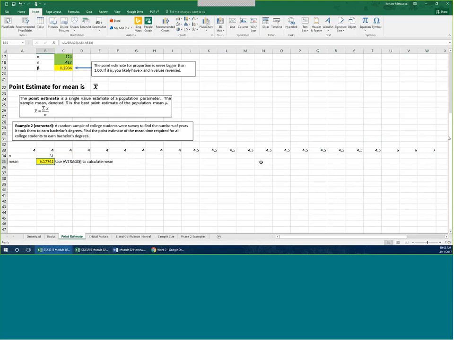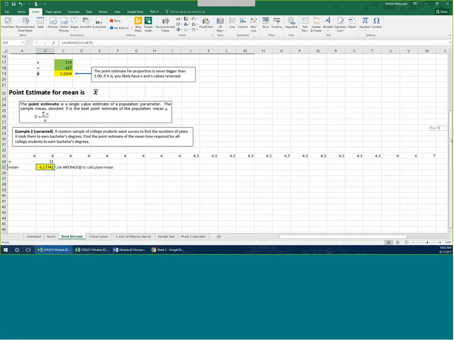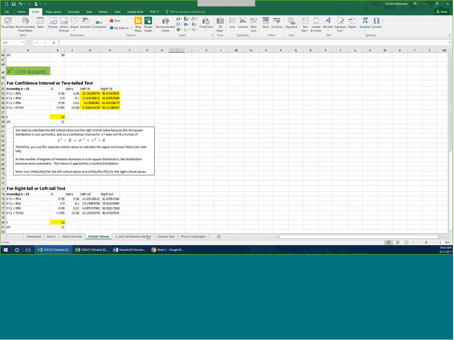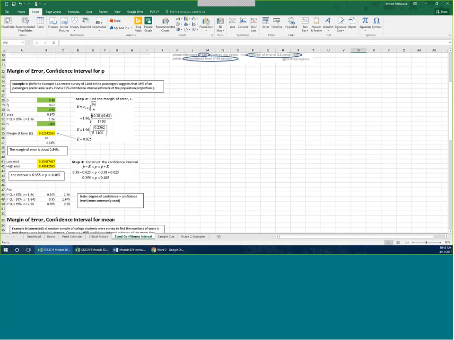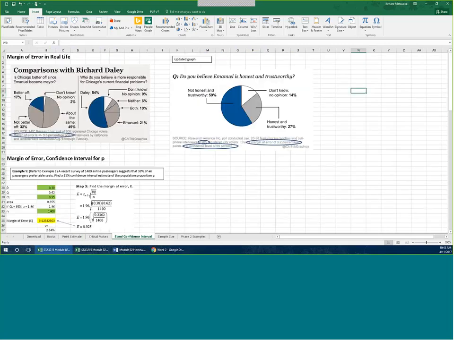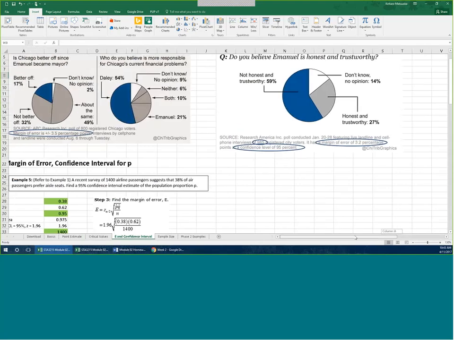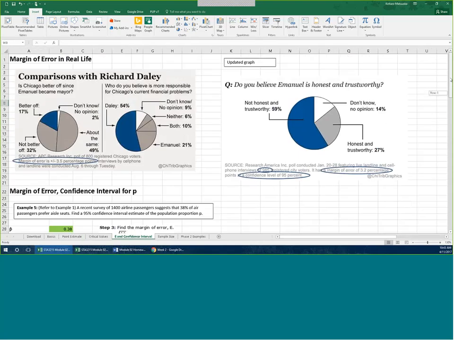Okay, so if you're to find the point estimate for the mean or the proportion, this is the tab to look at. All right, so I'm going to skip the critical values tab for the moment and go to this tab right here to explain what I'm going to be doing. So this tab is about the margin of error and the confidence interval. You probably have seen this, you just haven't realized what margin of error and confidence interval are.